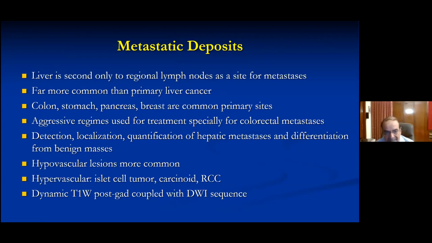Hypovascular metastatic deposits are more common. They are best appreciated on the portal venous phase. There are some primaries, however, which produce hypervascular metastases. The typical examples of these are neuroendocrine tumors of the pancreas, or the GEP-NETs from the gut like carcinoids, or renal cell carcinoma.